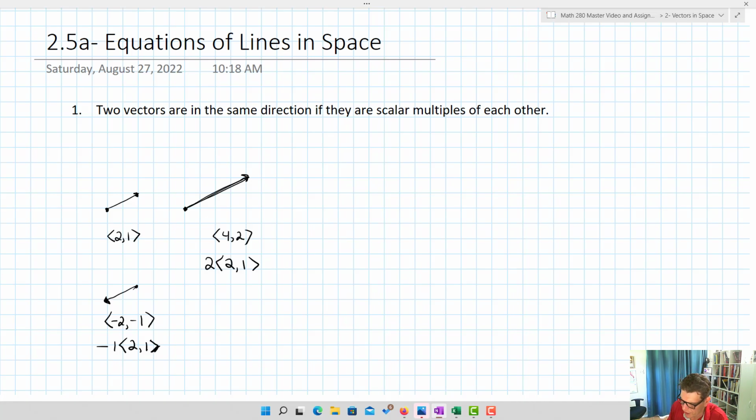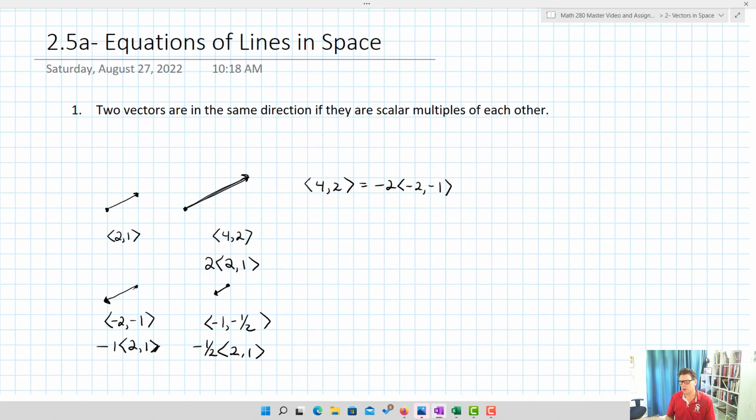We can also do this with fractions. We can take fractional portions. So for example, if I wanted to do something along these lines, this is now -1, -1/2. And you can see that that is essentially -1/2 times 2, 1. So it's also a scalar multiple. Now, by the way, one thing that maybe is not as obvious is that 4, 2 and -2, -1 are also scalar multiples, because 4, 2 equals -2 times -2, -1.